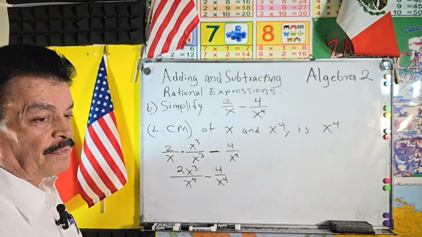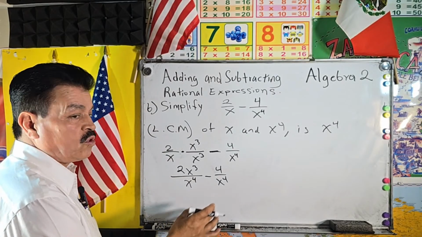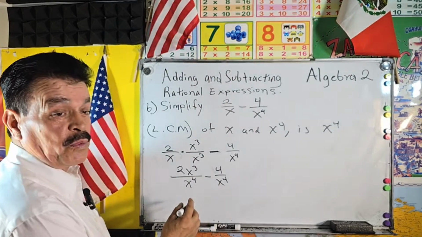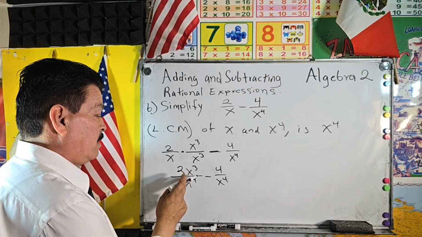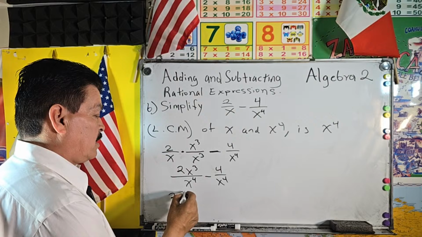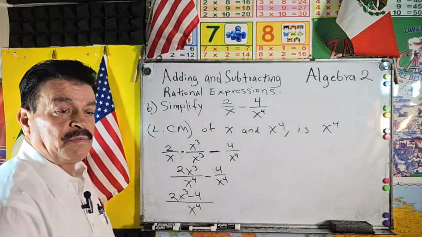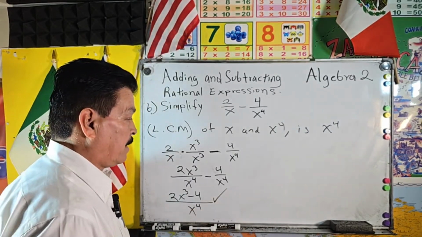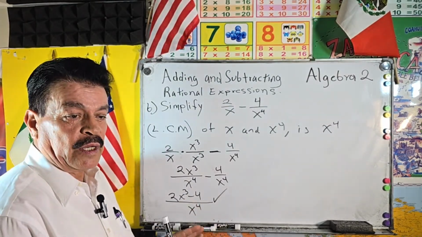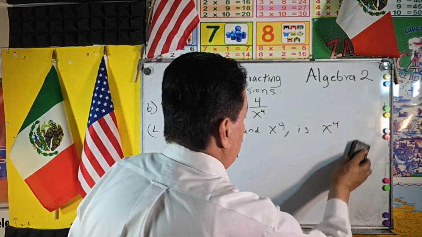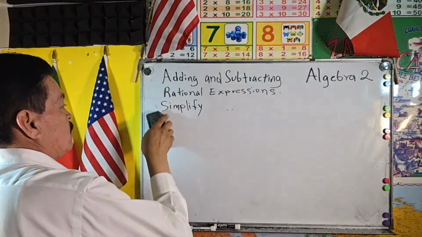Now to simplify this, just write the problem this way. You will have 2x to the 3rd power minus 4, divided by x to the 4th power, right? That's the answer to this problem. Very, very easy. Okay, now let me show you another problem here. Three problems for our class today.